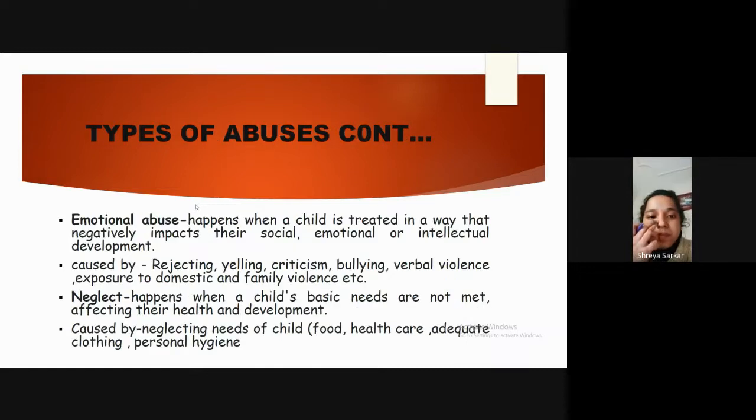Next is emotional abuse. Emotional abuse happens when a child is treated in a way that negatively impacts their social, emotional, and intellectual development. It can be caused by rejection, yelling, criticism, bullying, verbal violence, exposure to domestic and family violence, etc. Another type is neglect. It happens when a child's basic needs are not met, affecting their health and development. Basically, the parents or elders are ignorant and indifferent towards the necessary needs of a child, for example neglecting their need of food, health care, adequate clothing, or personal hygiene.